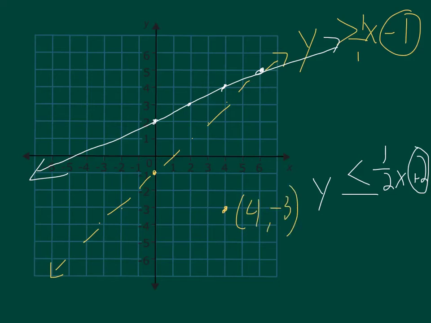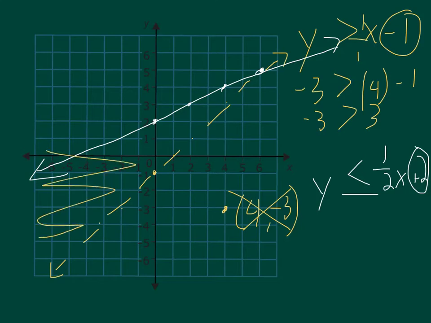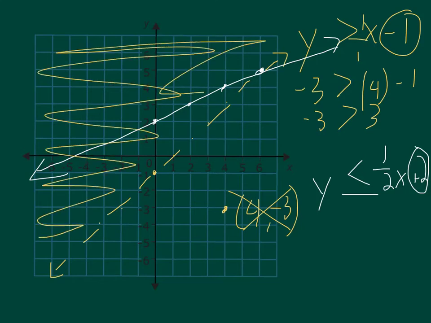Now let's plug that in. Y is negative 3, greater than, and it was originally x minus 1, so we plug in 4 minus 1. Negative 3 is greater than, what's 4 minus 1? 3. Is negative 3 greater than 3? No. So that means this has to be graphed somewhere in here. Okay?